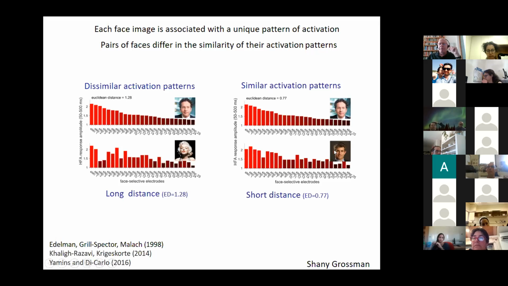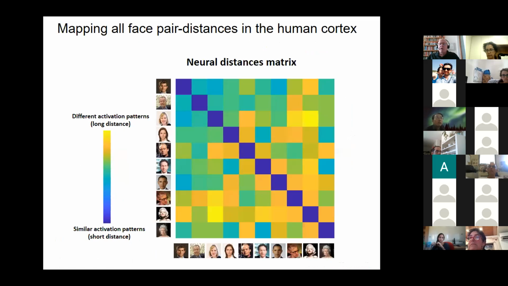And other pairs of faces produce very similar patterns of activation, very similar profiles. We will say that they are short distance. And you can, in fact, build a distance matrix, take all the pairs of images and ask what is the distance, how similar are the profiles of activation across this pair. Just like you do, for example, with distances between towns in Israel.